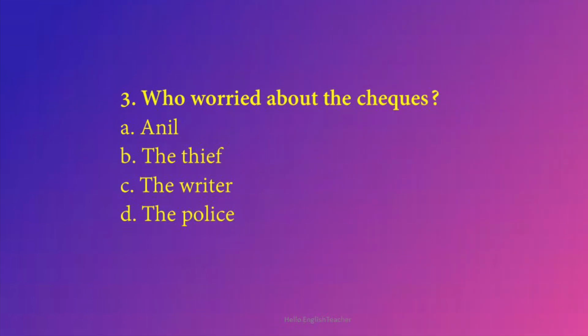So question number 3, who worried about the checks? Anil, the thief, the writer, the police. So the answer is Anil, who worried about the checks. So Anil was always worried about the checks.